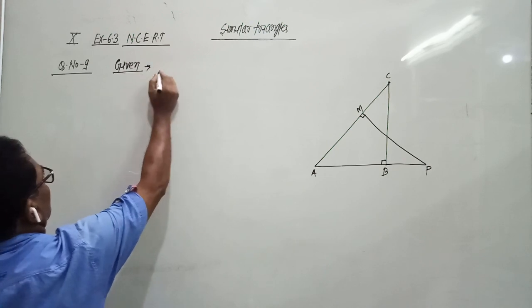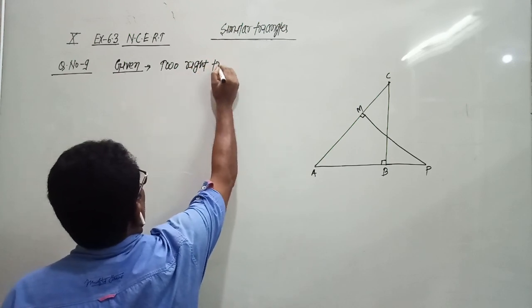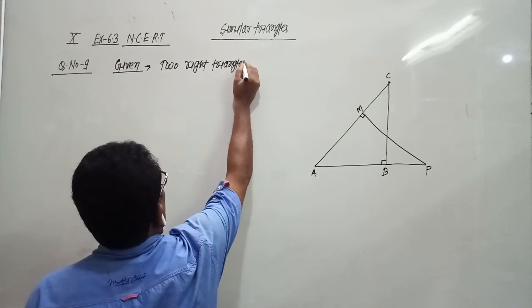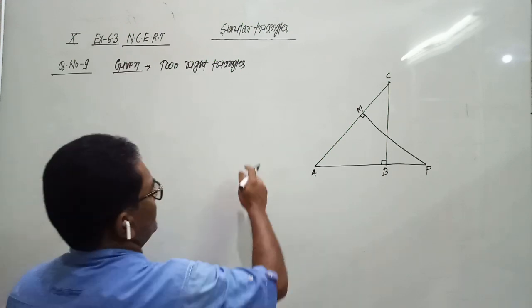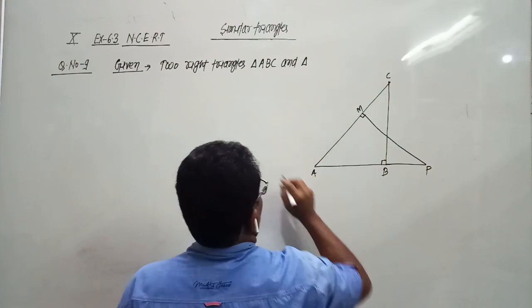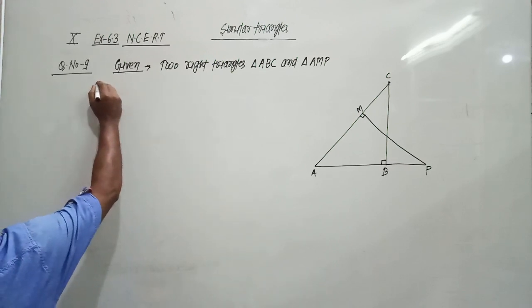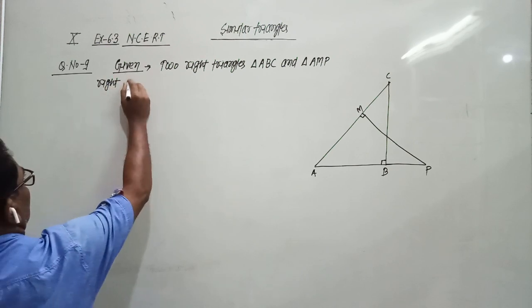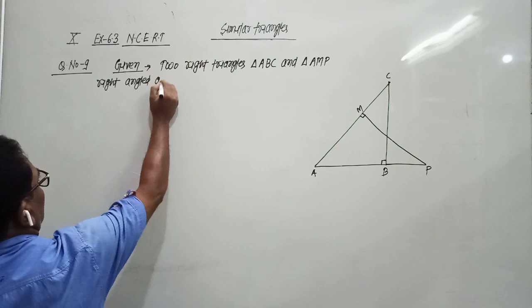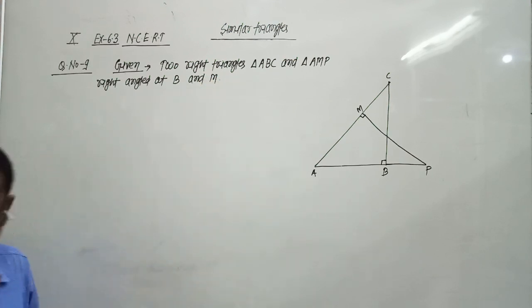Given two right triangles, triangle ABC and triangle AMP, right angle at B and M. To prove triangle ABC is similar to triangle AMP.